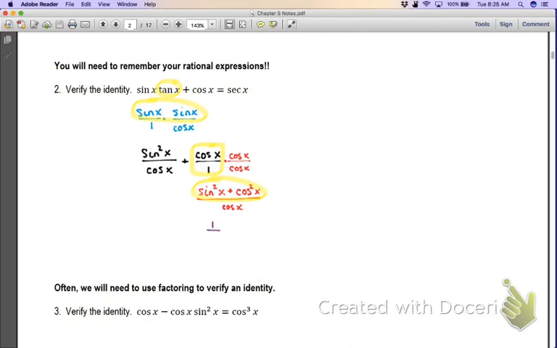So I have 1 over, okay, this part right here is just equal to 1. So 1 over cosine of x is equal to everything on that right side, which is secant of x. What is 1 over cosine? Isn't it just secant?